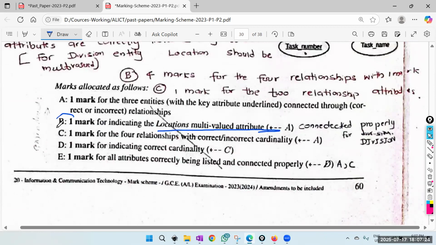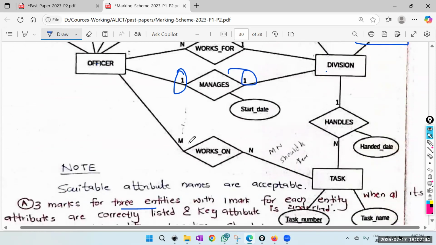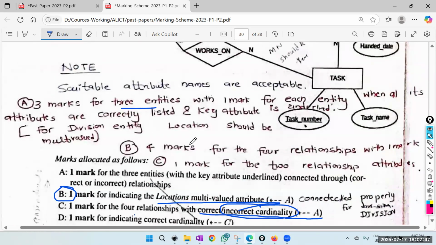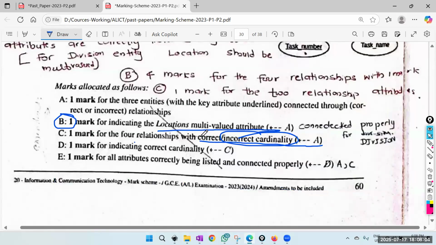That mark I don't get, because I marked it as a relationship, and it must be connected to the division. 1 mark for the four relationships with the correct cardinality. You can see they have checked the cardinality. So again I will lose one mark, because I marked it as many-to-many. Still, I feel it could be many-to-many, because that is why they have the start date: at different times, different people. I could still defend many-to-many. But anyway, what to do? The final verdict is from the examiner.